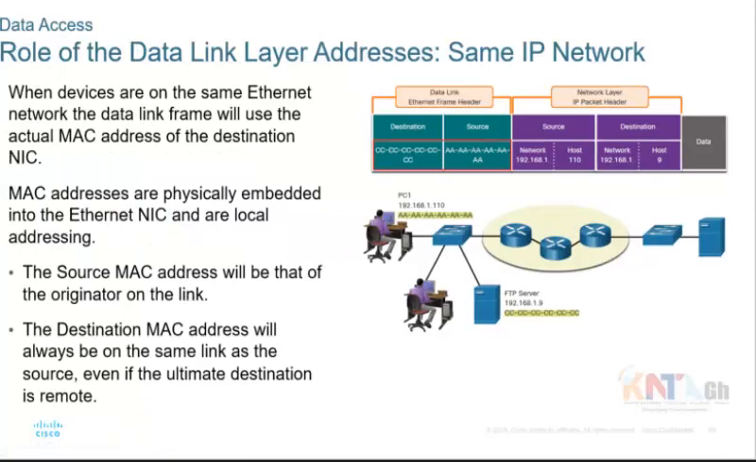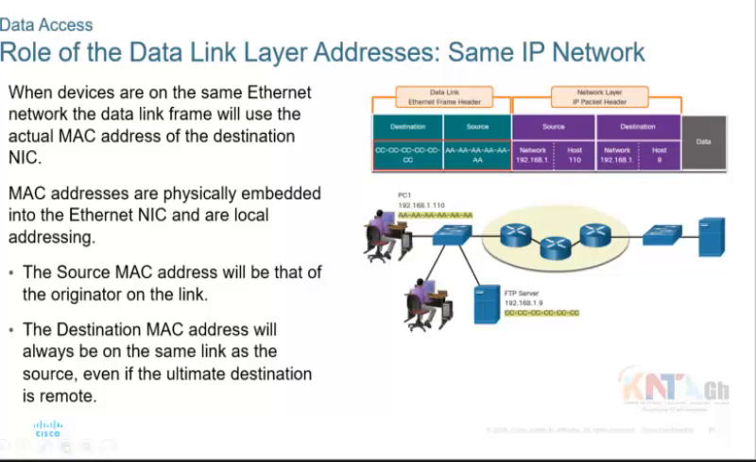Role of the data link address on the same IP network. When devices are on the same Ethernet network, the data link frame will use the actual MAC address of the destination network interface card. MAC addresses are physically embedded in the Ethernet network interface card and are local addressing, as explained. The source MAC address will be that of the originator of the link, and then the destination MAC address will always be on the same link as the source, even if the ultimate destination is remote.